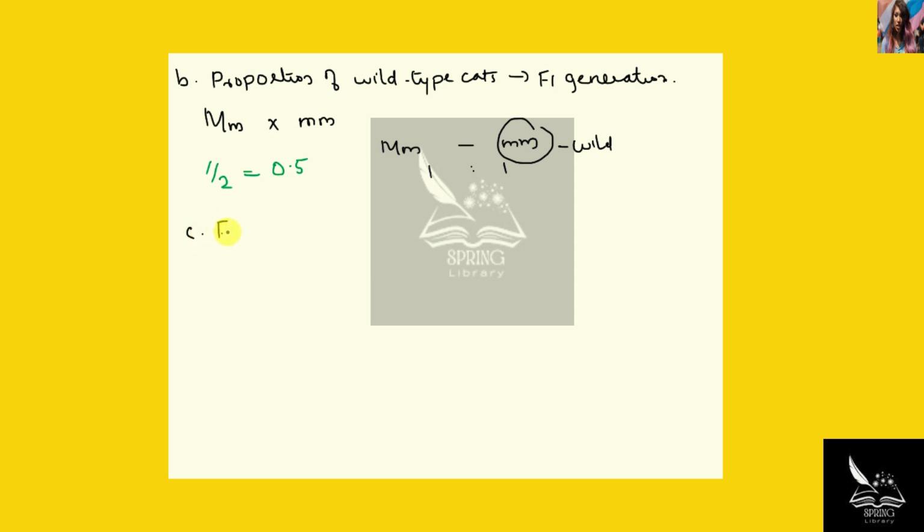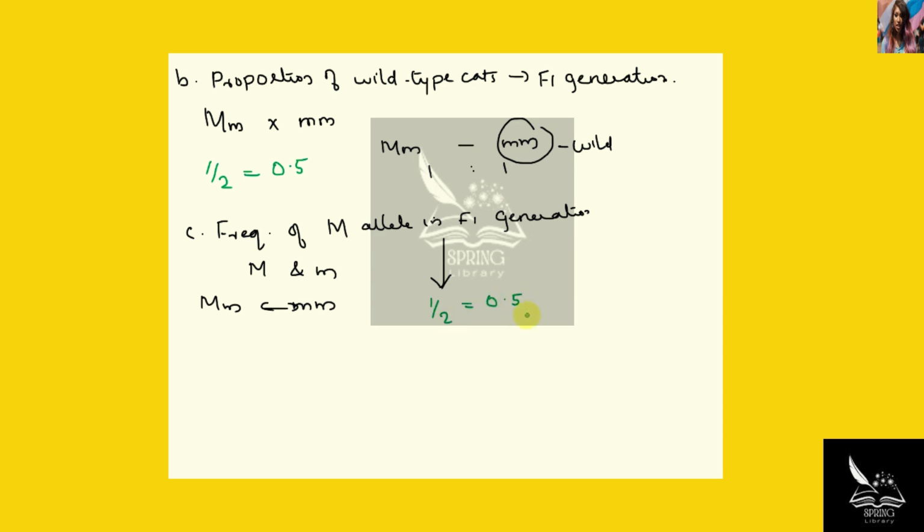Then, the frequency of the capital M allele in the F1 generation. We need to consider the frequencies of the capital M allele and small m allele in the offspring. Since the genotypes of the F1 generation are capital M small m and small m small m, the frequencies of the alleles are the same as the proportions of the genotypes. So therefore we can say the frequency of the capital M allele in the F1 generation is 1 by 2, or 0.5.